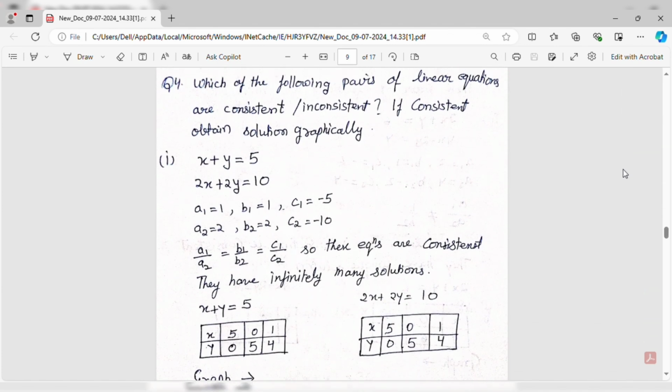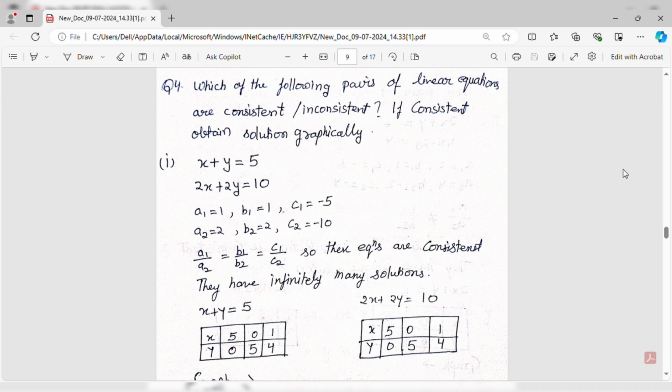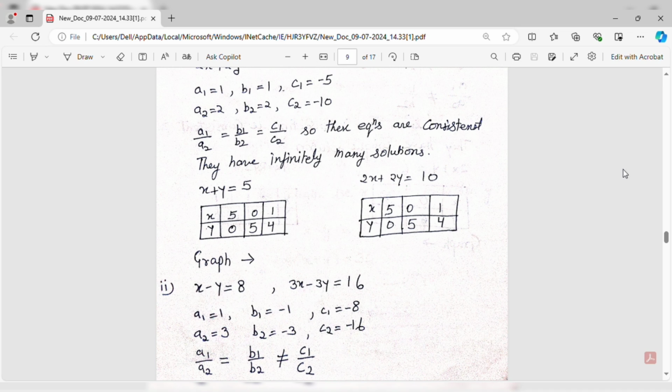In the fourth question: which of the following pairs of linear equations are consistent or inconsistent? If consistent, we have to solve them graphically. So first we will check if they are consistent or inconsistent. For the very first part, we can see the lines are coincident as all three ratios are equal. So these lines have infinitely many solutions. So we will find 3 points on these lines and plot them on the graph paper.